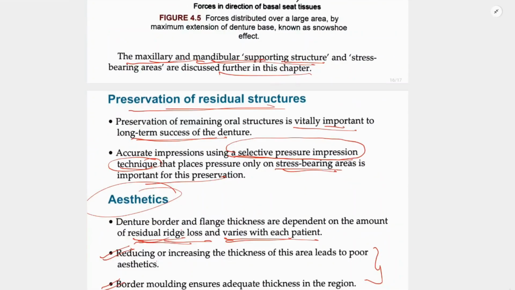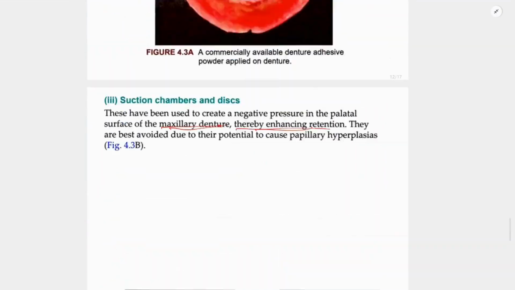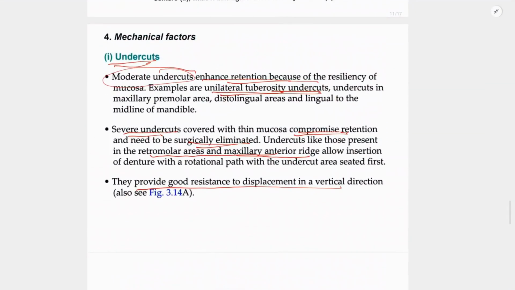Next is the aesthetics. Aesthetics is nothing but you have to mention about border molding. Reducing or increasing the thickness of the area will lead to poor aesthetics, and denture border and flange. With this, we complete our LAQ on the objectives and principles of impression making.